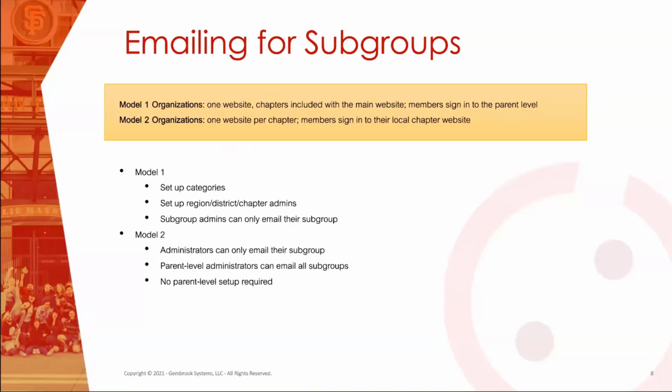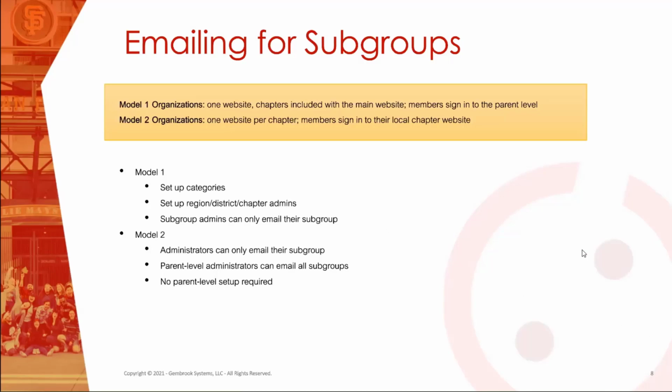Under Model 2, administrators can only email their subgroup, just as with the Model 1 organizations. And parent level administrators can email all subgroups, but they'll end up selecting those individual subgroups. And there is not a parent level setup that's required. So when you're setting up a coordinator or another administrator, sure, you may want to set up emailing coordinators, but you won't need to configure any subgroup administrators when you're a Model 2 organization.